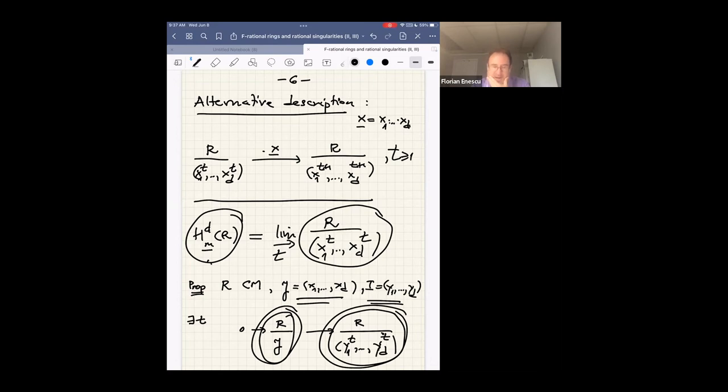Okay, so we have these two descriptions for the highest local cohomology. One remark here: if the ring R is Cohen-Macaulay, we only have one non-zero local cohomology, the one at level D. So this will be important for Cohen-Macaulay rings. And if you remember, F-rational rings are Cohen-Macaulay, so when you talk about F-rational rings, you truly have just one non-zero local cohomology module supported at the maximal ideal, okay?